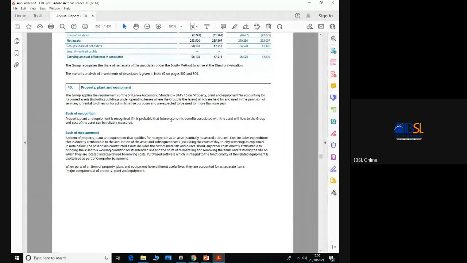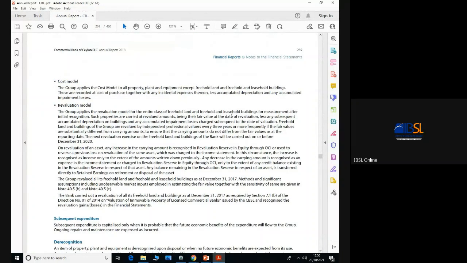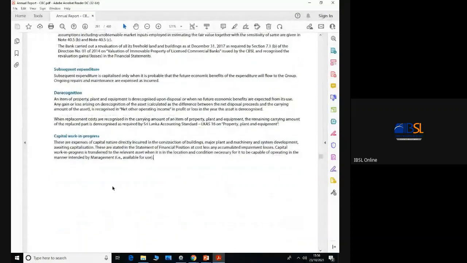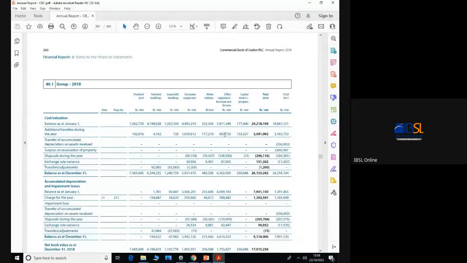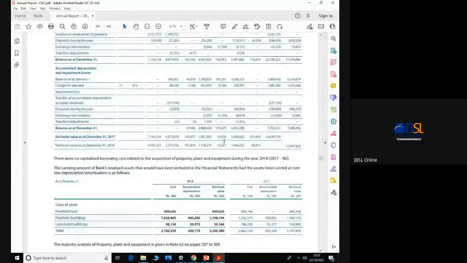Here you will see property, plant and equipment, basis of recognition. And here you will see, let me zoom a bit. The group applies the requirements of the Sri Lanka Accounting Standard LK 16 on property, plant and equipment. So you have to give details about the accounting policy, which standard you have applied and how you have used it, what are the things that you have covered in your policy. Here you see cost model, revaluation model, everything has to be given. And here they talk about the subsequent expenditure. And this is the information that you need to provide for the financial statement.